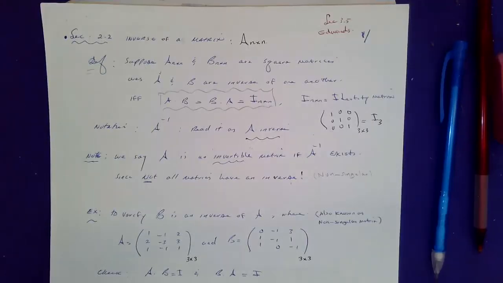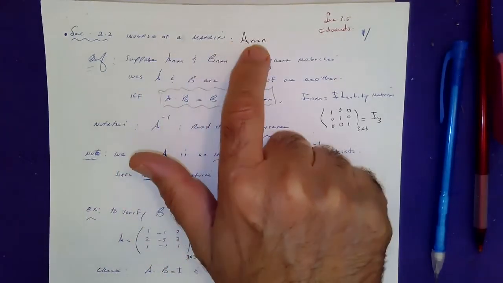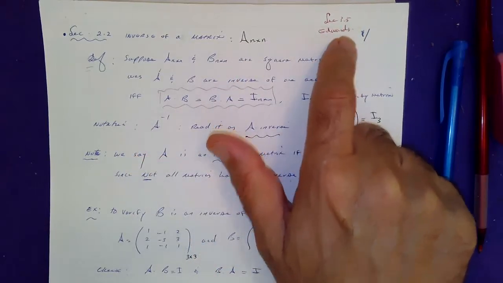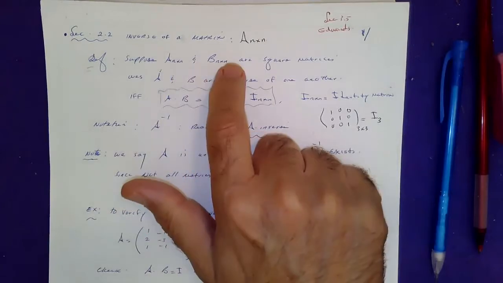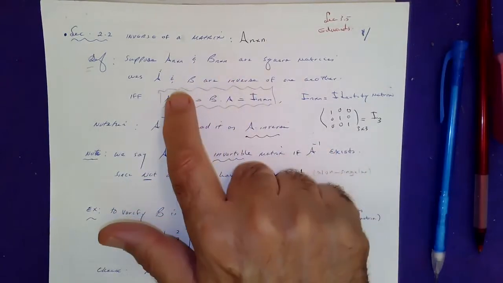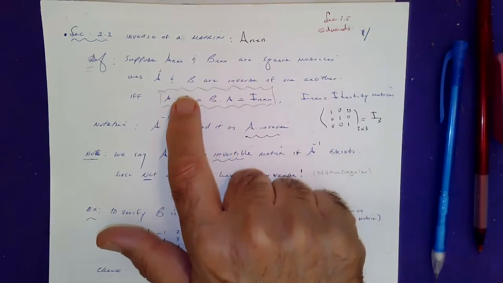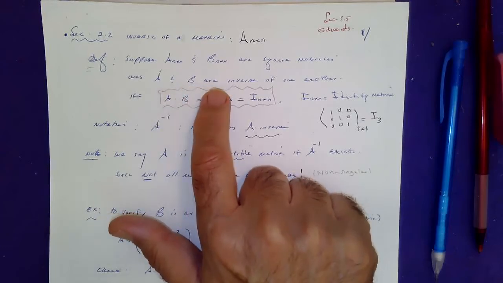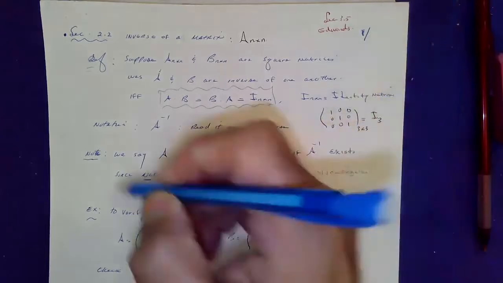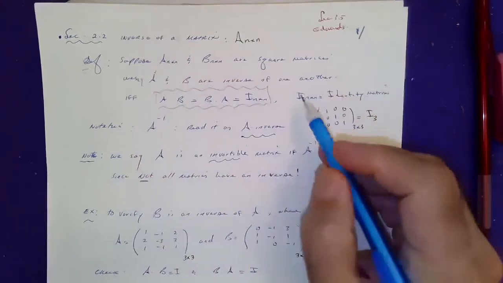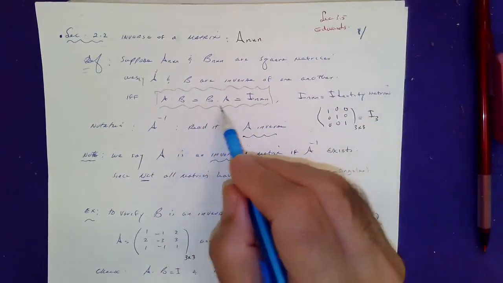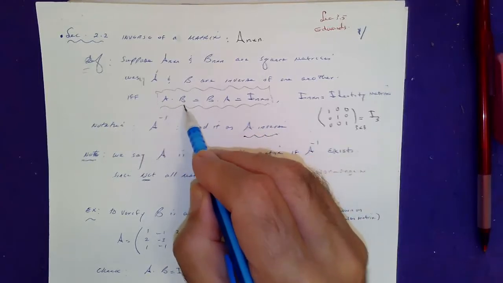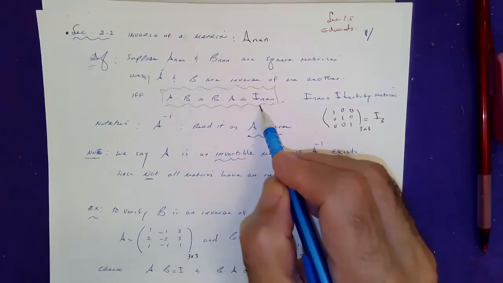Section 2.2, the inverse of a square matrix, n by n. This is section 3.5 in Edwards. Suppose we have two square matrices A and B. We say A and B are inverses of one another if this definition holds true, meaning if I multiply A by B or B by A, I get the identity matrix.